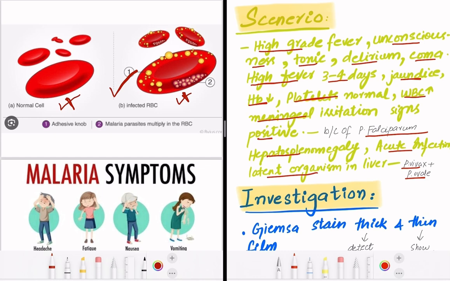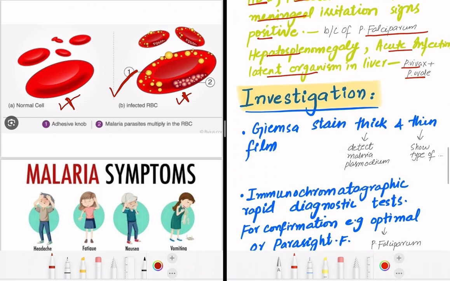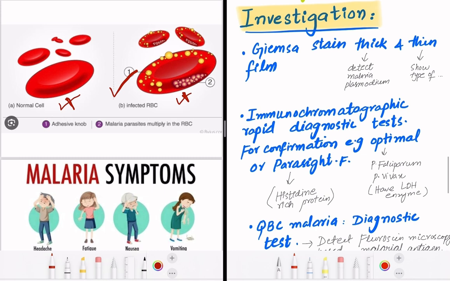Now, how to confirm the case of malarial infection? We will investigate. First of all, Giemsa stain, thick and thin film is taken of blood. The thick film is to detect whether there is malaria plasmodium or not. The thin smear is taken to show which species is present, whether it is Plasmodium falciparum, vivax, or ovale, etc.